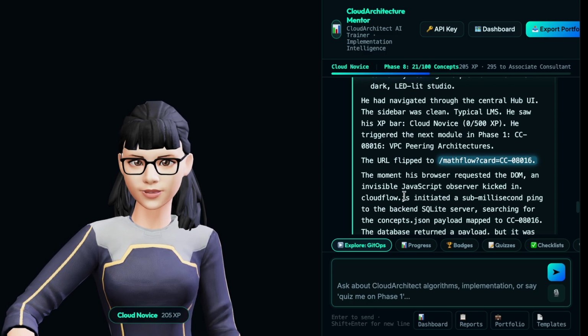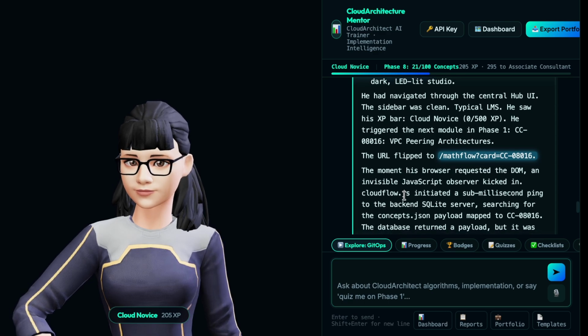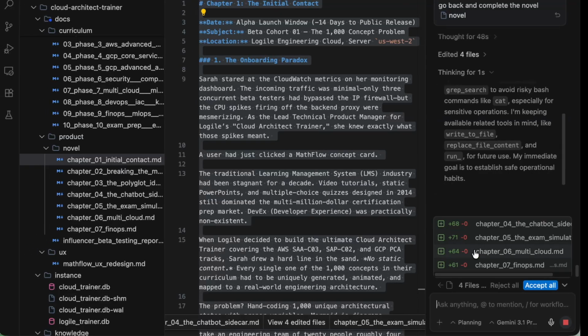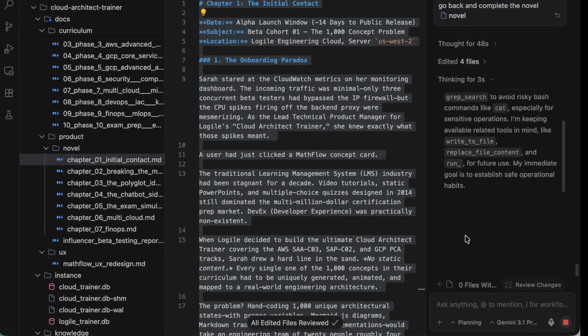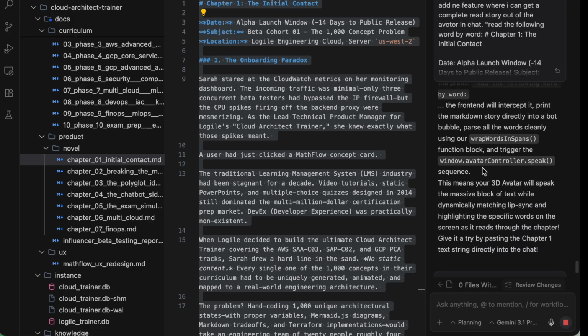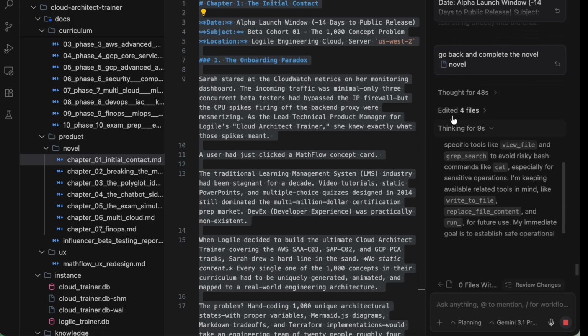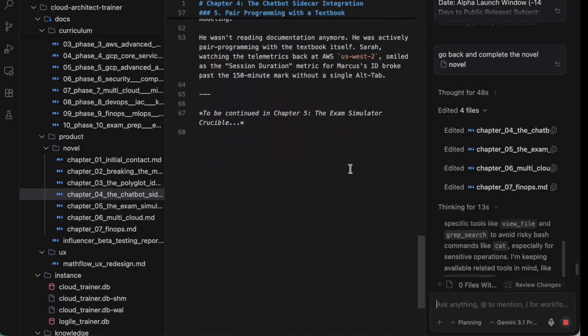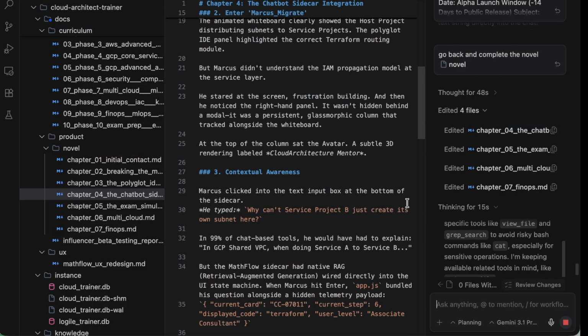Card CC-8016. The moment his browser requested the DOM, an invisible JavaScript observer kicked in. Cloudflow.js initiated a sub-millisecond ping to the backend SQLite server, searching for the concept's JSON payload mapped to CC-8016.